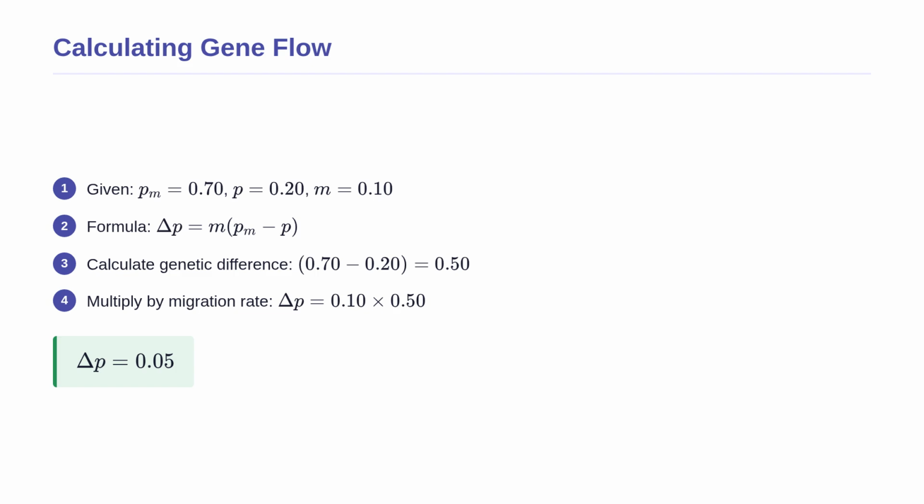First, we subtract the island frequency from the mainland frequency to find the genetic gap, which is 0.50. Multiplying this by the migration rate gives us 0.05. This single generation of migration causes a massive shift, making the island look much more like the mainland.